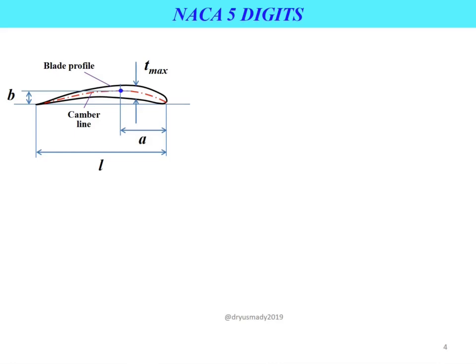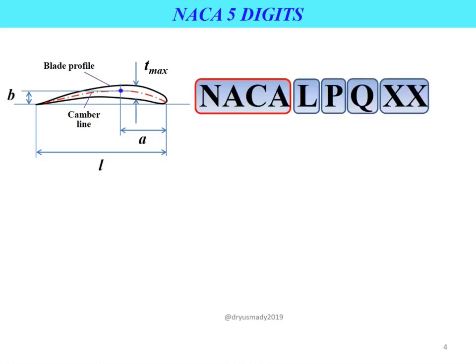The figure shows the blade profile with certain parameters that are involved with NACA 5-digit codes. First, we have the blade profile thickness T. Second, the distance from the leading edge point A, and also the chord length distance L. And this is the general NACA 5-digit code. So we have the first term, NACA, which stands for National Advisory Committee for Aeronautics.